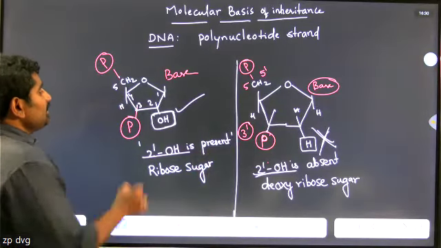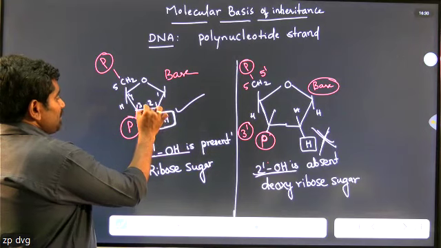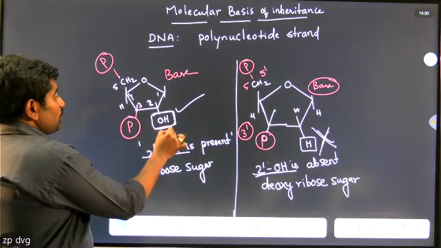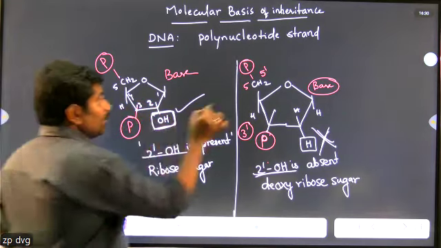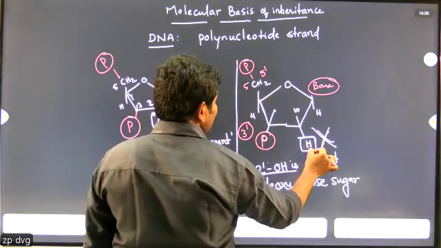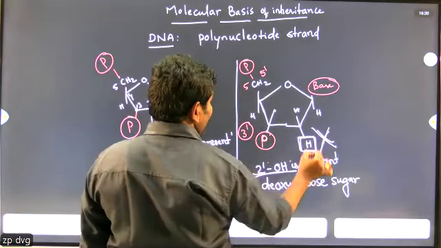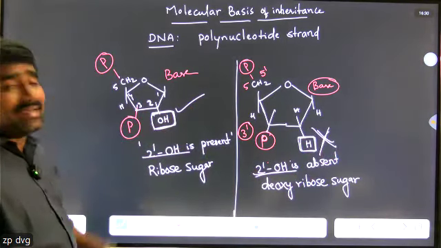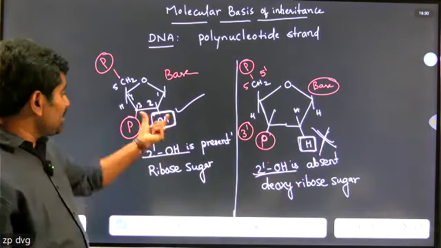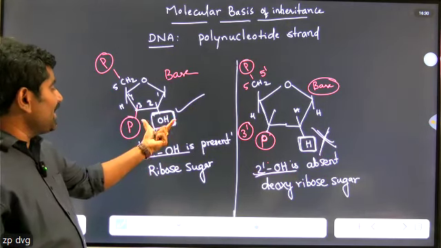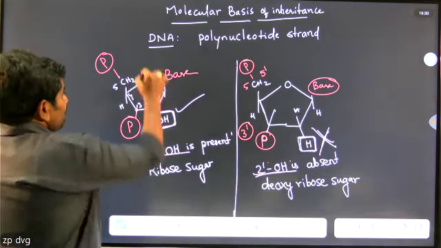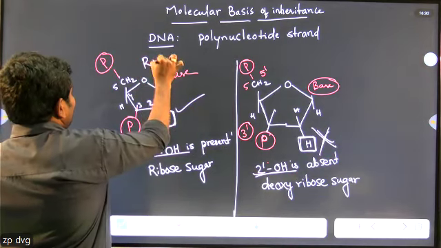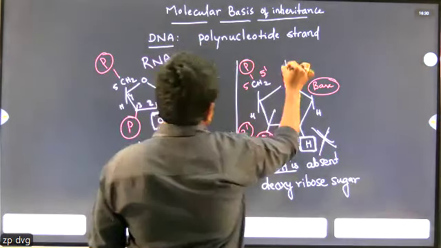You can observe at this second place, one OH group is present clearly, and in this one the OH group is absent. The OH group is not there, only hydrogen is there. Due to the presence of this OH group, if it is left free, it is highly reactive. So a free OH group means this is highly reactive. This is the ribose nucleic acid in RNA, and this is the deoxyribose nucleic acid in DNA.